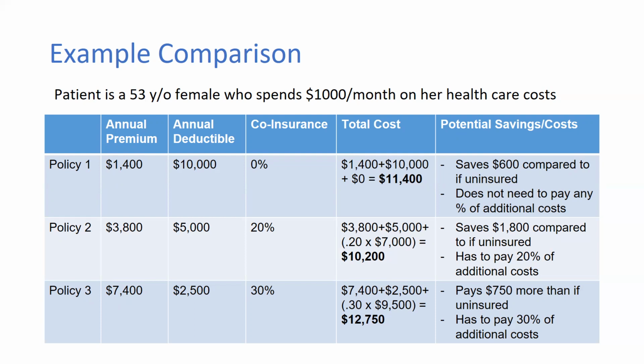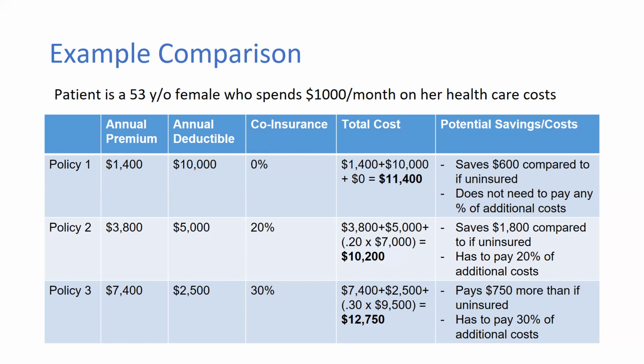With policy 2, it's different, because she pays $5,000 in deductible. She has $7,000 left to pay of her healthcare services. She only pays 20% of that, so her total costs for her are $10,200. You have to multiply that $7,000 left by the coinsurance rate of 0.2 to get the amount that she'd pay from that. Similarly, with policy 3, you have to do it again.